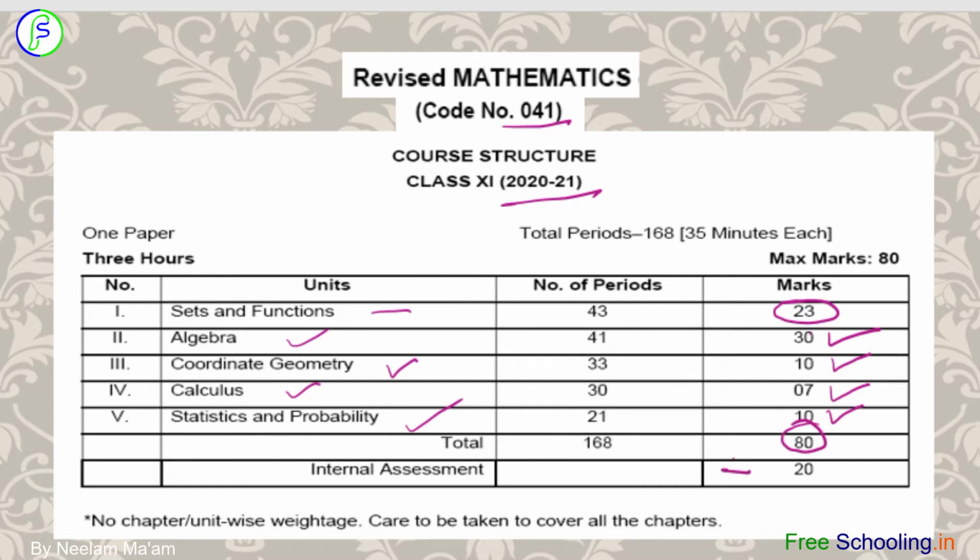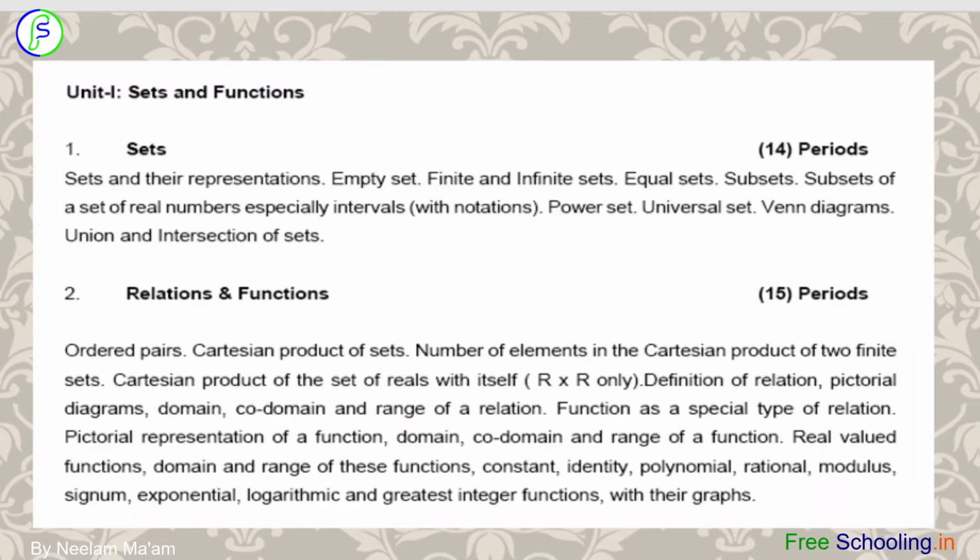Plus 20 marks, which your school teacher will decide. They will definitely tell you how they're going to judge this exam. Okay, so this is all about your marking scheme here. Now after the marking scheme, one by one I'll explain the topics per chapter, which topics in every chapter you need to do. Unit 1 is sets and functions.